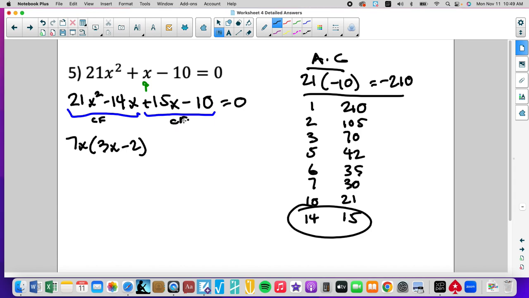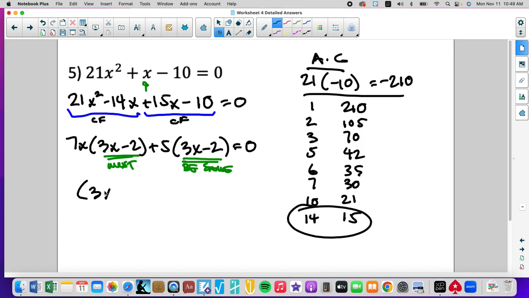Now I'm going to look for a common factor between these two, and that's 5. So if I factor out a 5, I get 3x minus 2. And these must be the same. When they are the same, I know I did it right. So I'm going to take that. They have a common factor of 3x minus 2. If I remove it, what am I left with? I'm left with 7x plus 5. And now I have factored this trinomial into two binomials.